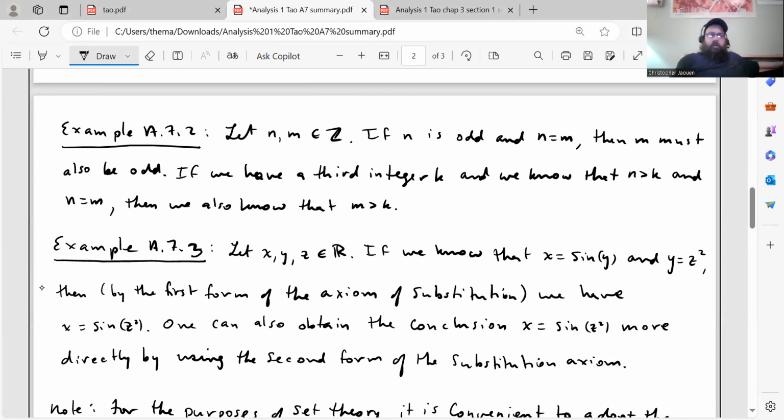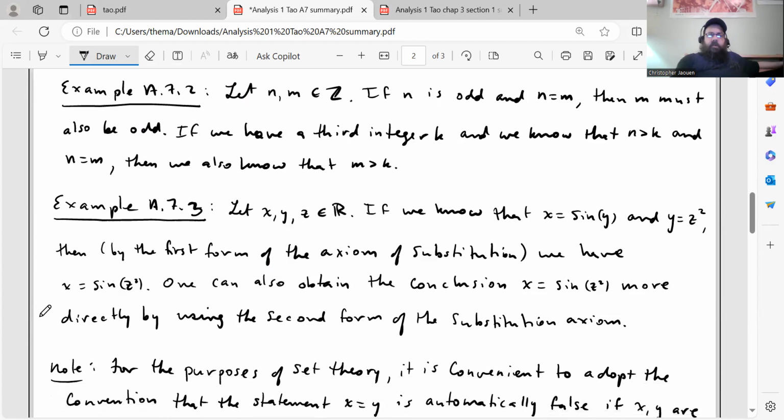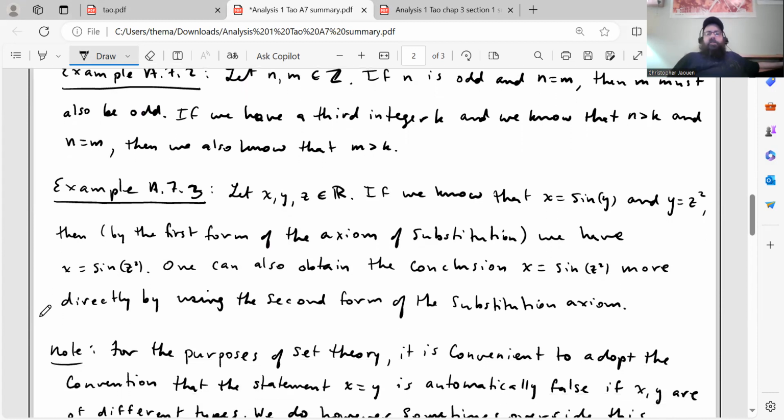Okay. Let x, y, z be real numbers. If we know that x equals sine of y and y equals z squared, then by the first form of the axiom of substitution, the one that he defines in terms of functions, we have x equals sine of z squared. That follows from x equals sine y and y equals z squared. He also says one can also obtain the conclusion x equals sine of z squared more directly by using the second form of the substitution, where you talk about properties that are satisfied.